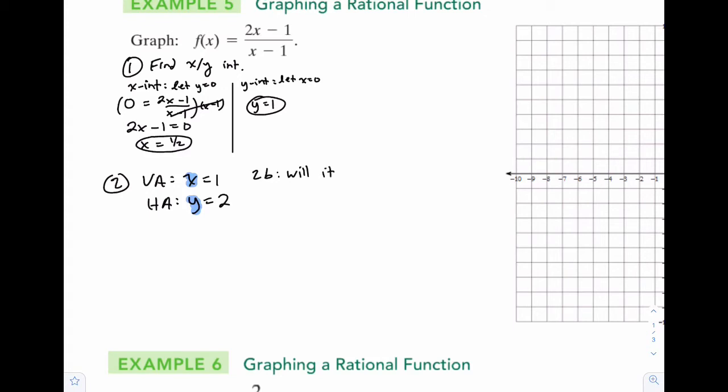Will it cross the HA? This is a very important thing we've got to figure out, because it is possible to cross, so we've got to figure out, will it happen? Now, the way you do that is you simply make your HA equal to your function and see if you can solve it. So put a note here, that's what we're going to do.